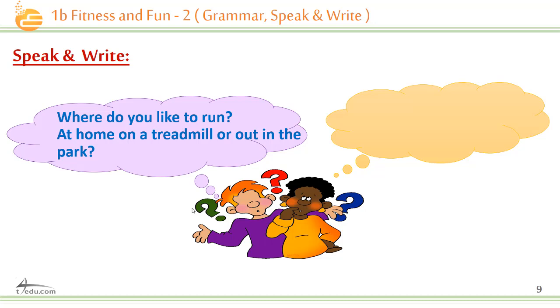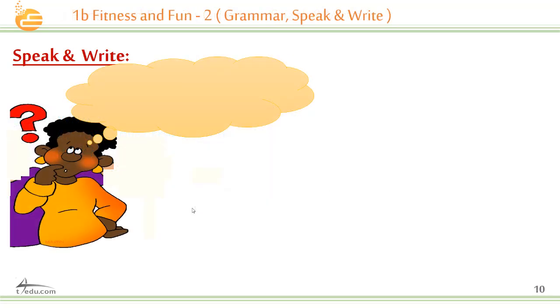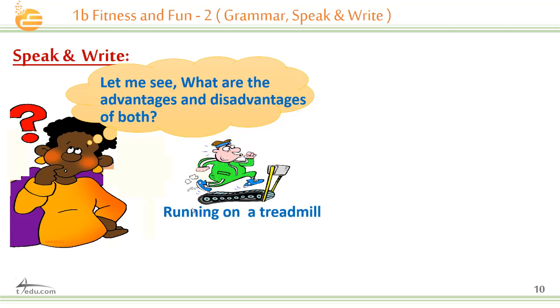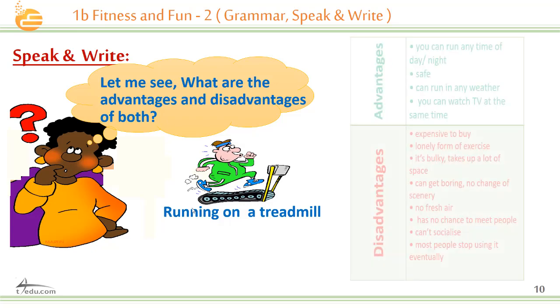Now, he's asking you, giving you two situations. Either you want to run at home, on a treadmill, or out in an open area, in a park, or another place. Let me think. What is better? Of course, if you have any decisions, you will have to put either the advantages or disadvantages. What are the advantages and disadvantages of both? We are going to put running on a treadmill. What are the advantages and disadvantages of this idea?